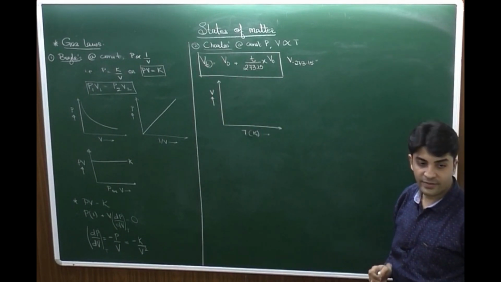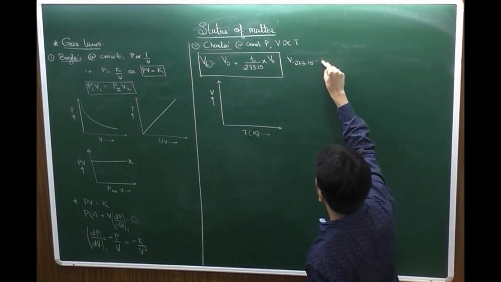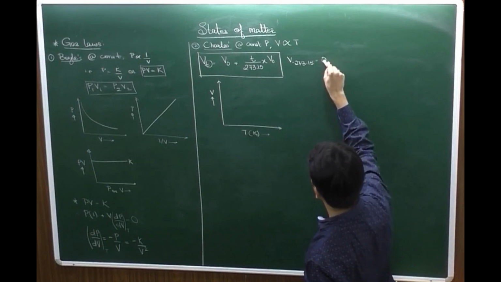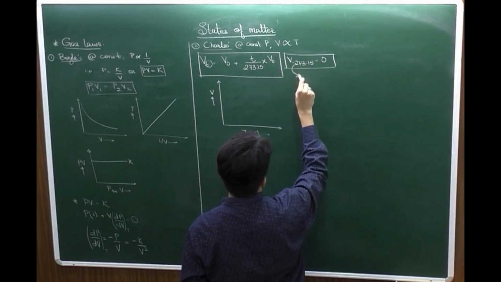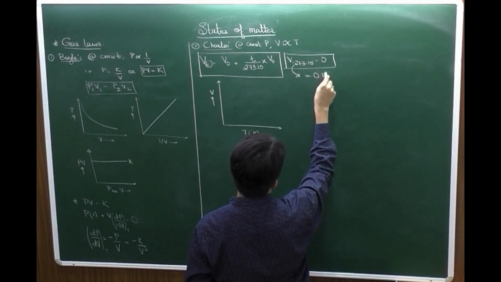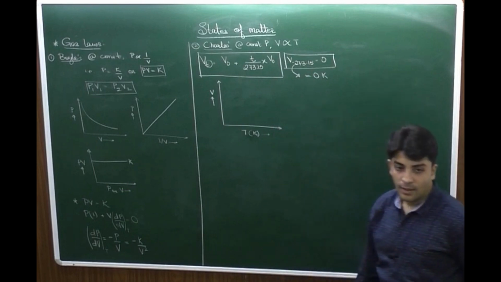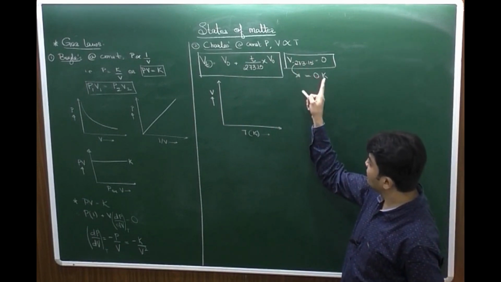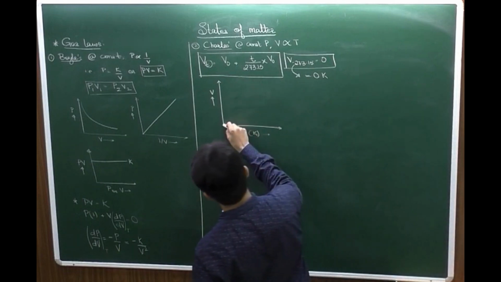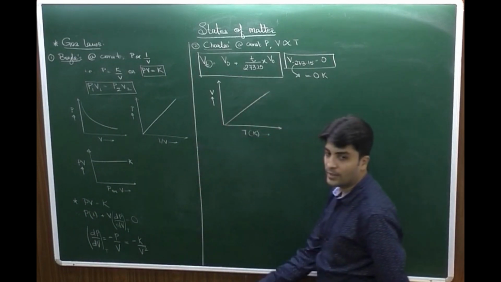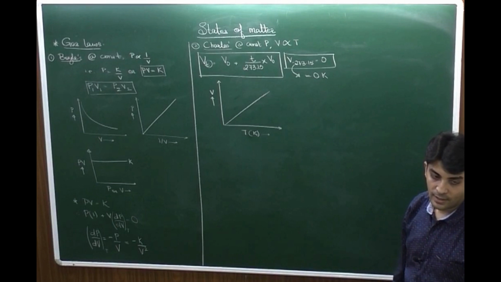It is 0. From the origin. Correct. And this 0 is the volume at minus 273.15 degrees Celsius, which is actually equal to 0 Kelvin. Meaning when the temperature is 0 Kelvin, the volume is 0. Meaning here the graph will start from the origin and it will be a y equal to mx type graph.